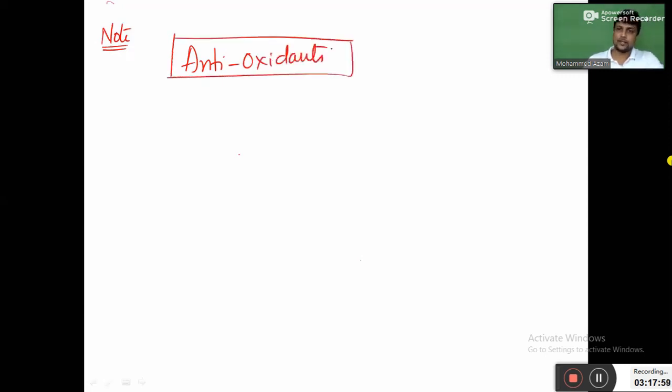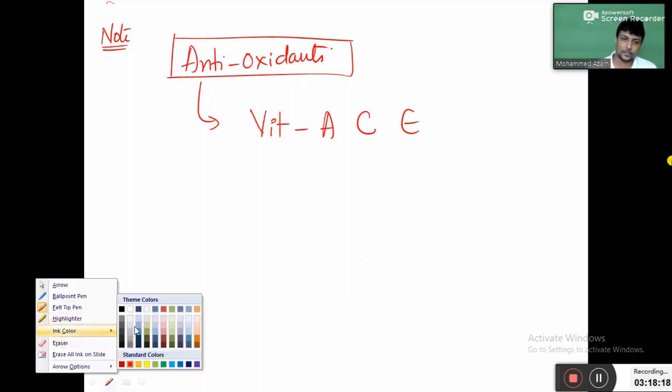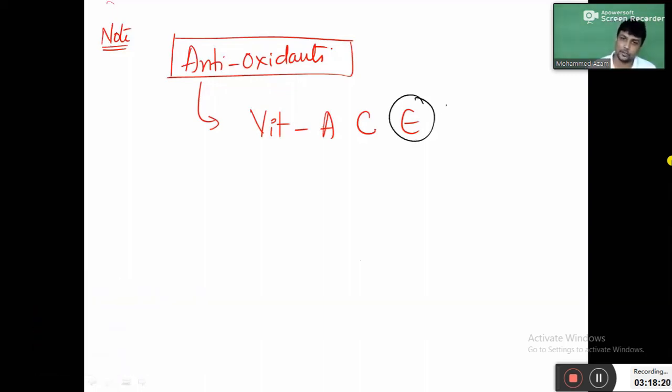You know which vitamins are acting like antioxidants, sir? It's an easy mnemonic to remember. Vitamin A, vitamin C and vitamin E. Remember A's. Vitamin A, C and E. These 3 vitamins are acting like antioxidants. And out of these 3, if they ask you which is the most potent antioxidant, remember E. E will be the most potent out of these 3.